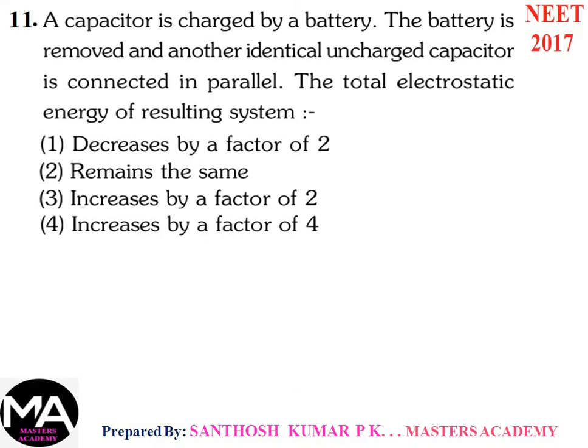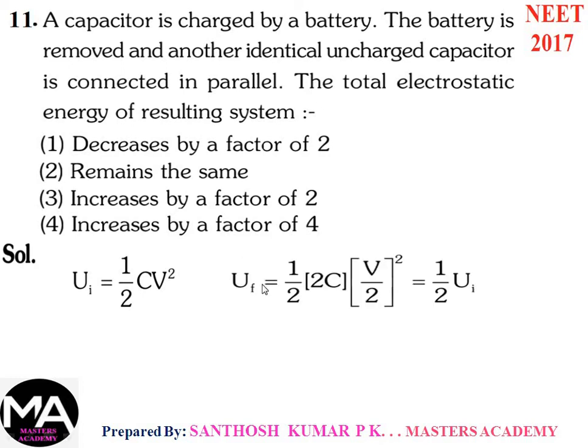Next question. A capacitor is charged by a battery. The battery is removed and another identical uncharged capacitor is connected in parallel. The total electrostatic energy of the resulting system is, 4 options are given. So now the initial energy is U is equal to half CV square.